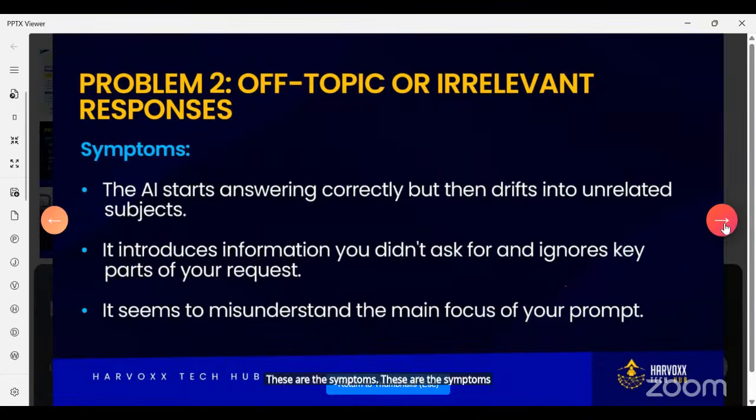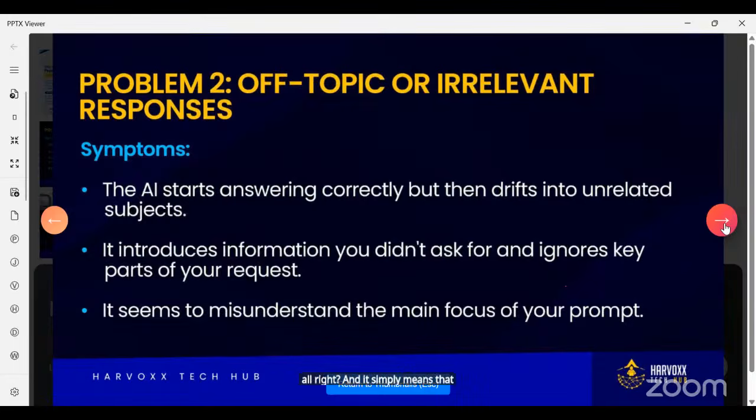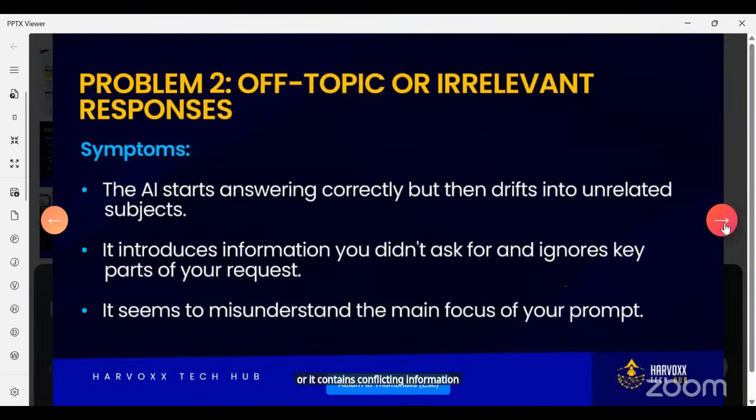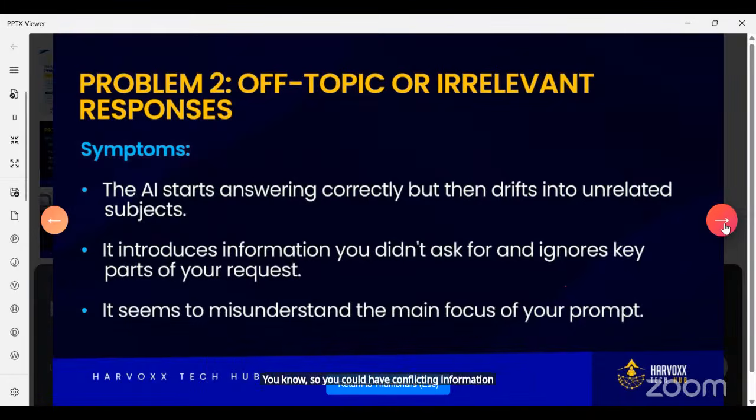And you also need to ask yourself, oh, what could have caused those kinds of things? All right. And it simply means that maybe one of the causes could be that the scope of the prompt is too broad, or it contains conflicting information. So imagine that on one hand, you're trying to talk about Nigeria, and then you talk about South Africa, and maybe it was a mistake, so you could have conflicting information.